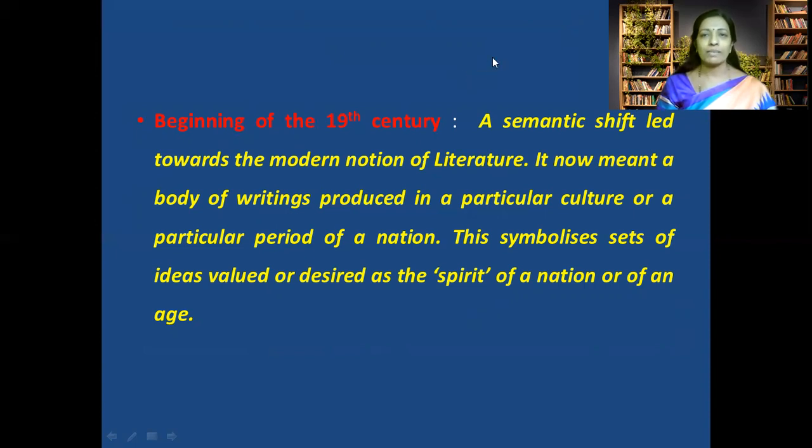It also symbolizes certain ideas and values which are considered to be noble and which we need to attain, which are valued by the society of that time. Thus, in the modern context, literature is said to represent the spirit of a nation or an age. Literature is now considered to be a reflection of the society of that time. So, the modern concept of literature is quite different from the origin of the term literature.